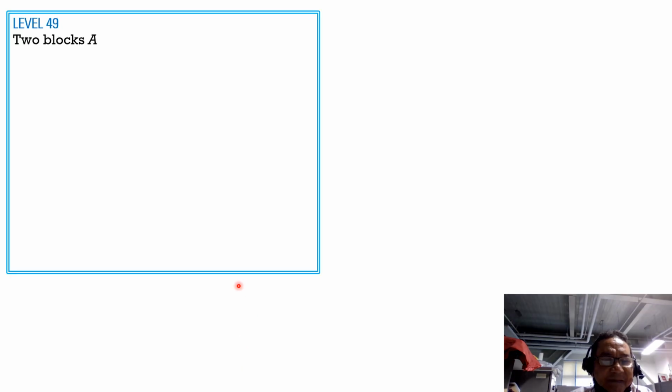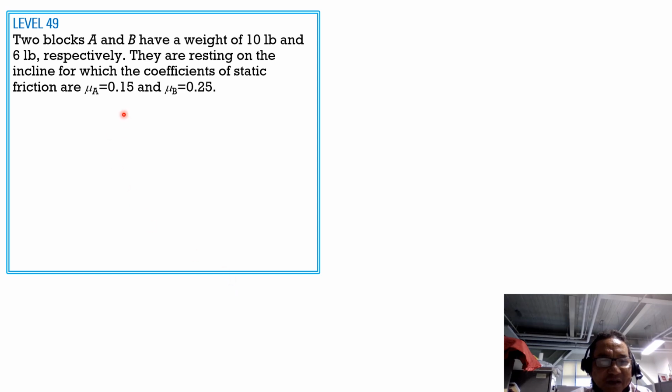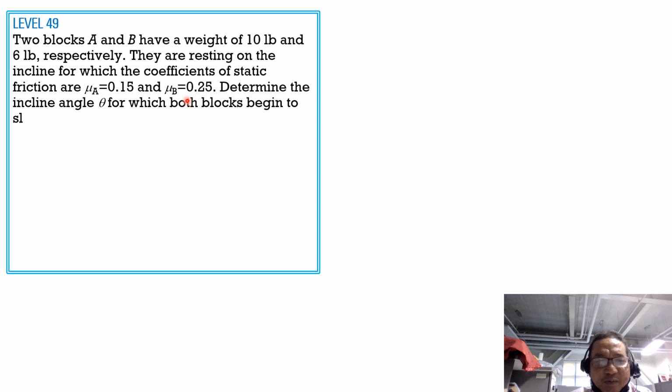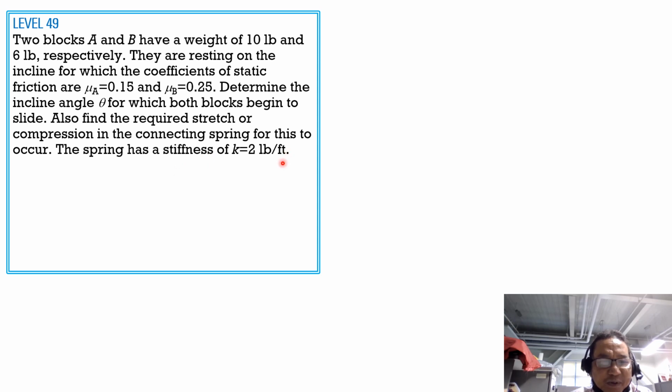Level 49, two blocks A and B have a weight of 10 pounds and 6 pounds respectively. They are resting on the incline for which the coefficients of static friction are mu sub A equals 0.15 and mu sub B equals 0.25. Determine the incline angle theta for which both blocks begin to slide. Also, find the required stretch or compression in the connecting spring for this to occur. The spring has a stiffness of 2 pounds per foot.